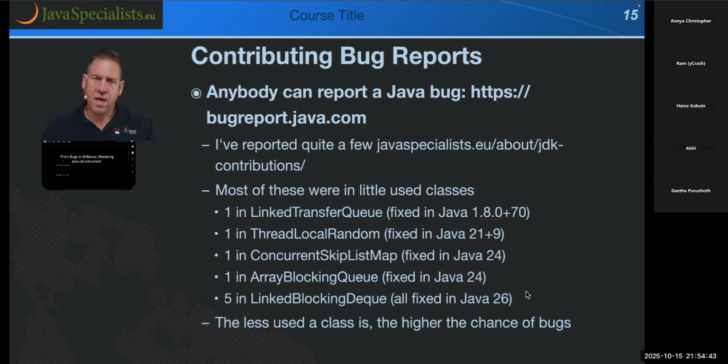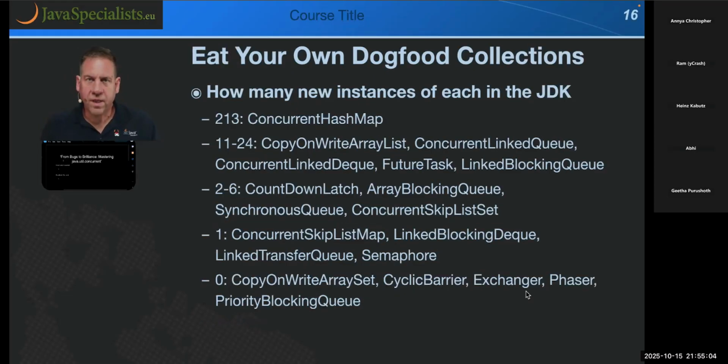And what we can see from this is that the less used a class is, the higher the chance of bugs. I've not found any bugs in the LinkedBlockingQueue, or in the ConcurrentLinkedQueue, or the ConcurrentHashMap. There might be bugs, I haven't found them so far. And so, eat your own dog food. Have a look at how many instances are used in the JDK. ConcurrentHashMap is very widely used.